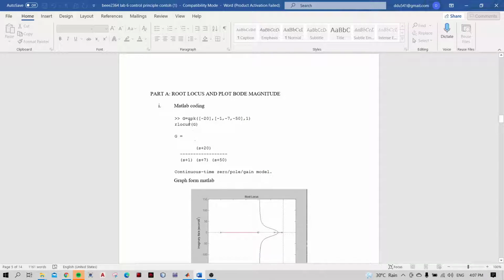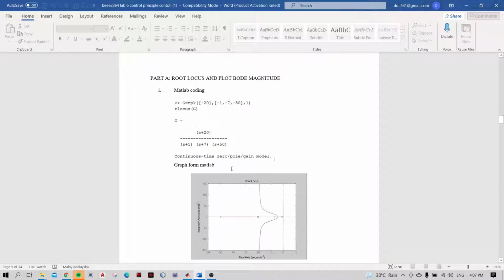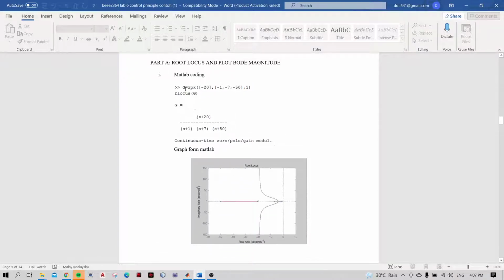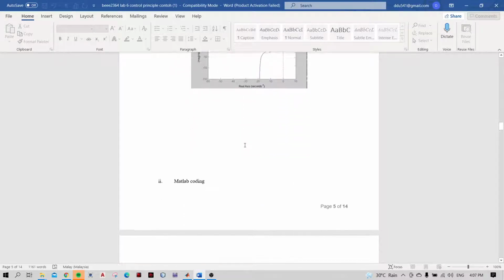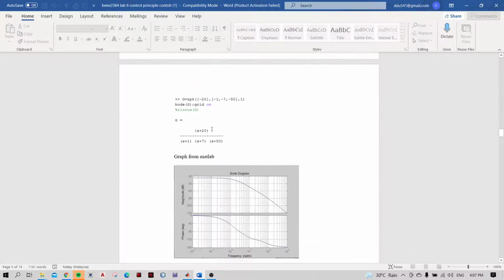And this is the coding for root locus. This is the coding, and this is the transfer function, and this is the graph. And this is for the Bode plot. This is the coding and the transfer function and the graph.